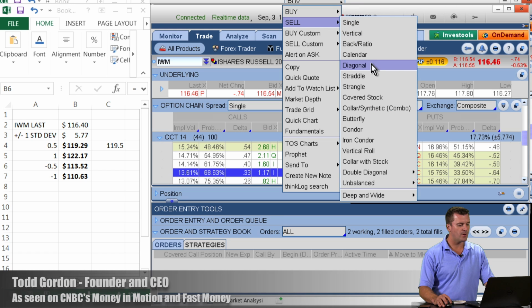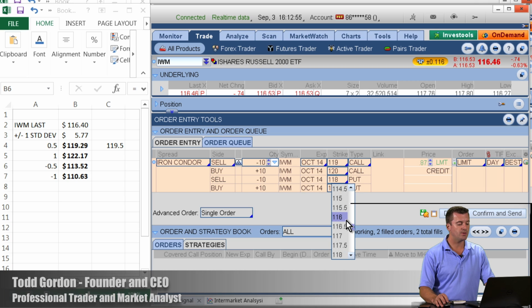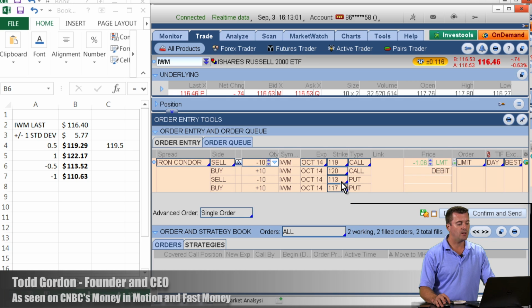We're going to do an iron condor. We're going to sell the 119s, 120s, that's fine. And then on the downside, we're going to do the 113s, the puts. Oh, they have halves there, that's cool. Oh, no, they don't. Sell the 113s, and we'll do the 112s. We'll do a dollar-wide spread on either side.